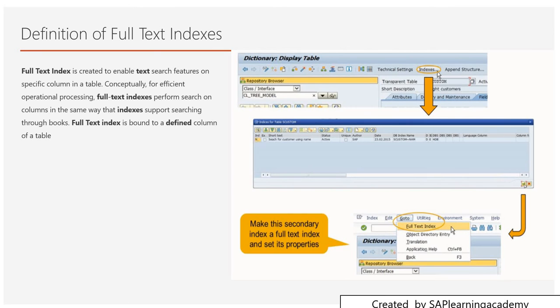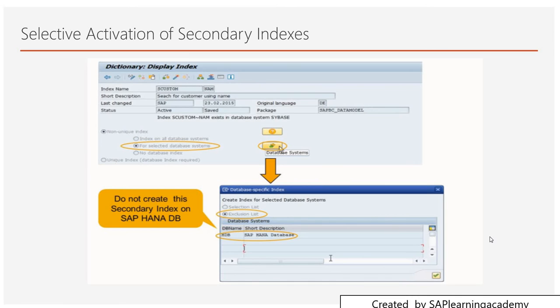Now coming to the last option, that is the selective activation of secondary indexes, meaning that you can create secondary indexes of your HANA table. Let me tell you that there are two kinds of indexes available for a table. One is the primary indexes, and second is the secondary indexes. Primary indexes are created automatically when the table is created. When you create a table in your HANA database, the primary indexes will be created automatically, and the searching will be done based on the primary indexes.